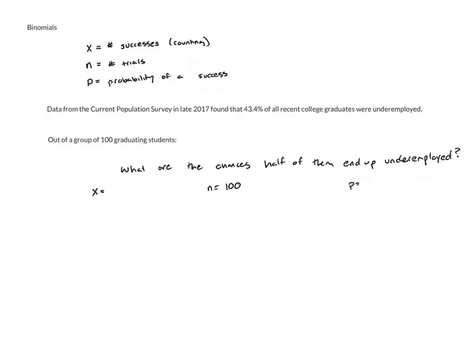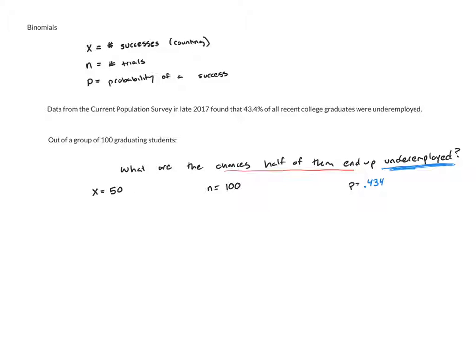X is the number that I want to count. Well, my goal here is to figure out what are the chances half of them end up underemployed. Well, if half of them are underemployed, that means out of 100, I would like 50 of them to be underemployed. So X, once again, number of successes, or how many I'm counting. The final thing I need is P, the probability. I'm counting the number who are underemployed, so P will be the percentage who are underemployed based on my expectation. In this case, I know that 43.4% of all recent college grads are underemployed, so P is going to be 0.434.